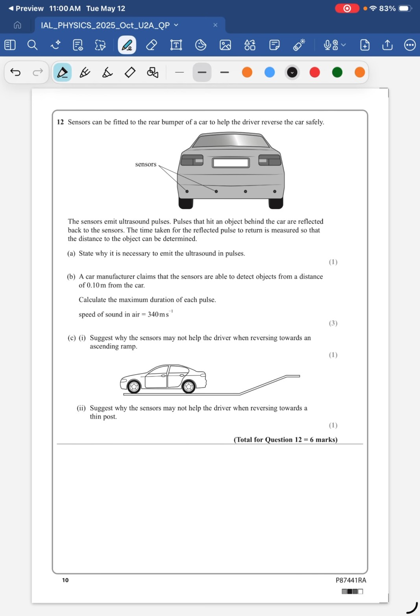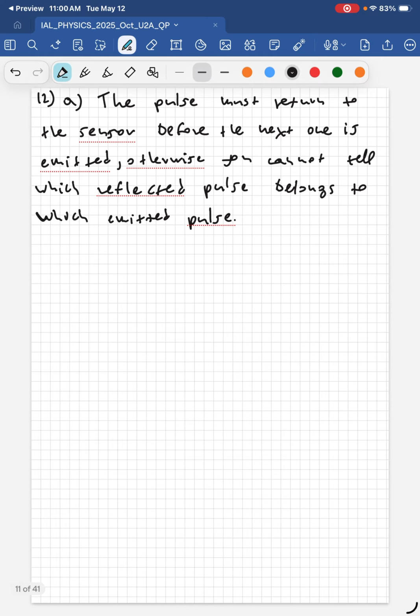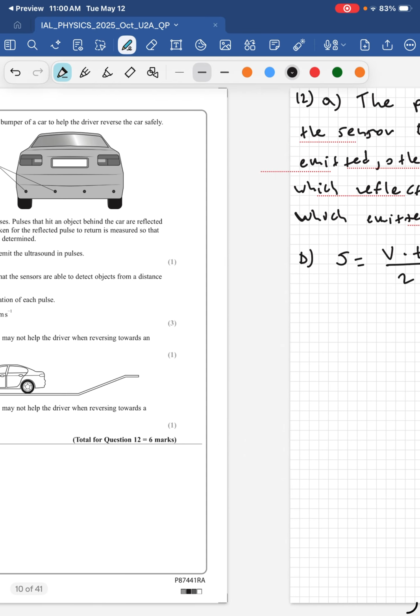So let's do part B. A car manufacturer claims that the sensors are able to detect objects from a distance of 0.1 meters from the car. Calculate the maximum duration of each pulse, and they give you the speed of sound in air, which is 340 meters per second. So let's do B. The distance they cover is equal to the speed of sound times the time over 2, because remember the pulse has to go back and forth.